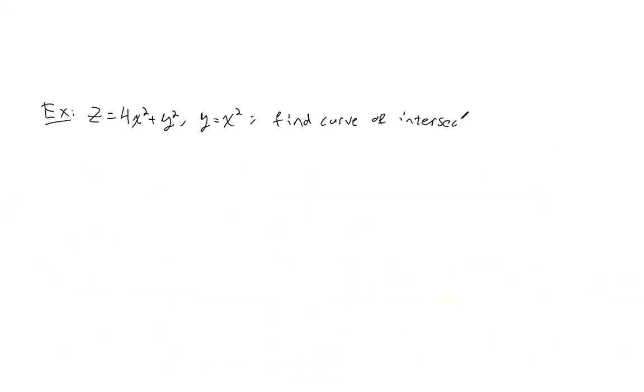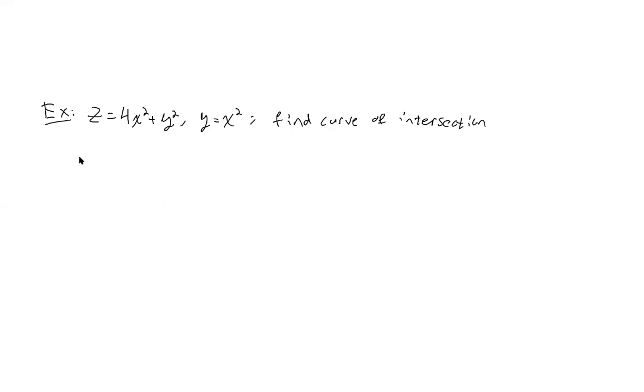So with all that in mind, we can keep going. Let's do a different example. Let's say we want to look at z equals 4x squared plus y squared, and y equals x squared. And again, we want to find the curve of intersection.